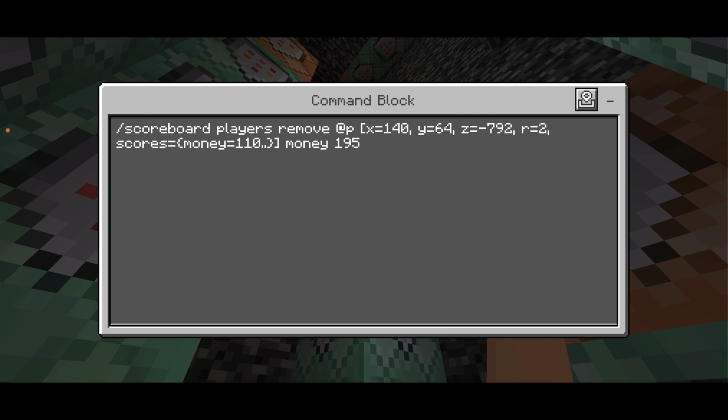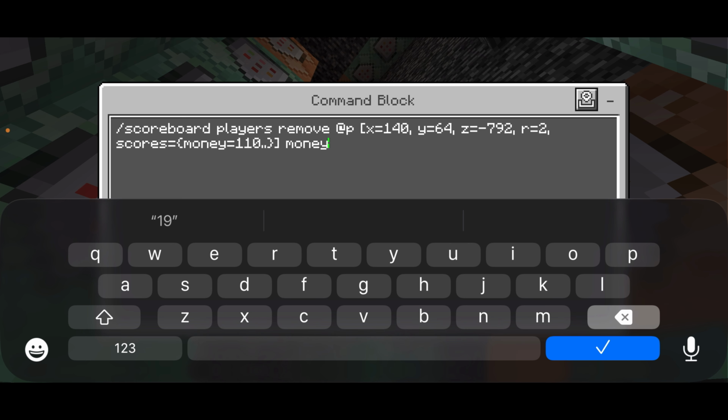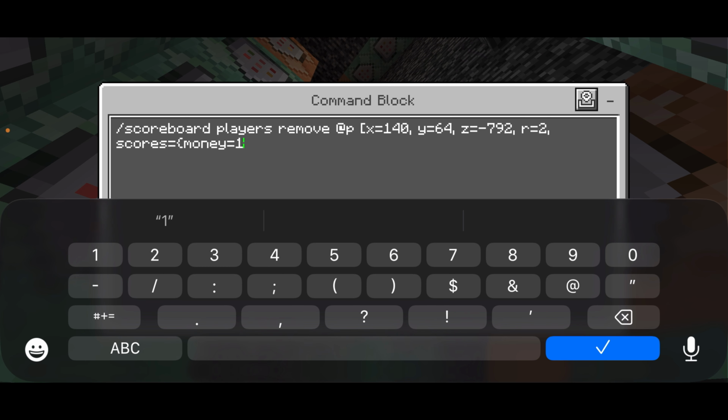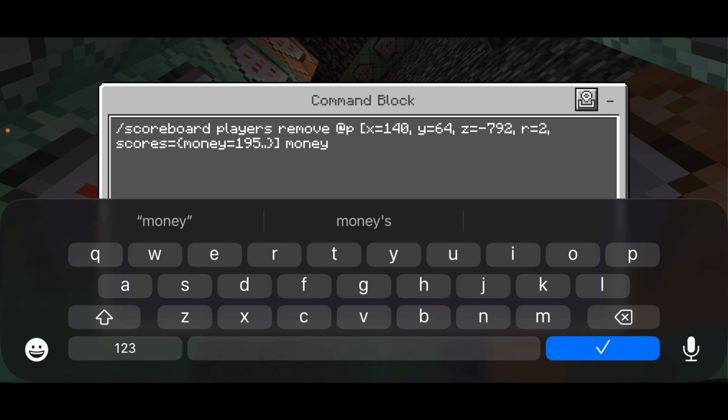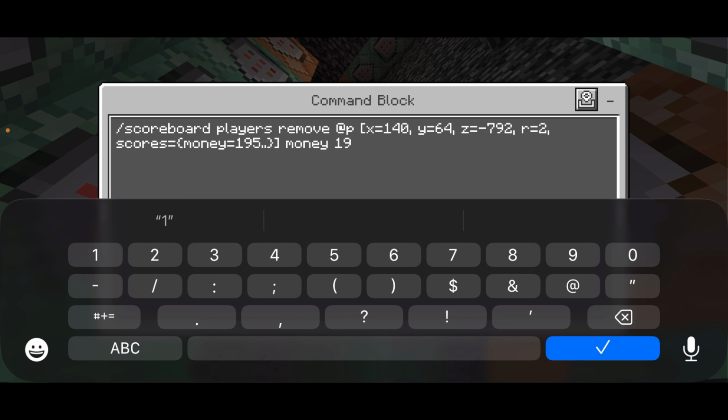Okay. So we are changing it. I must have thought it was smart, but it does not work, because the first execute negates it, where I should have just been saying I only want 110 or whatever. Okay. Scoreboard players remove at P, money equals 195. I am going to remove 195. All right.